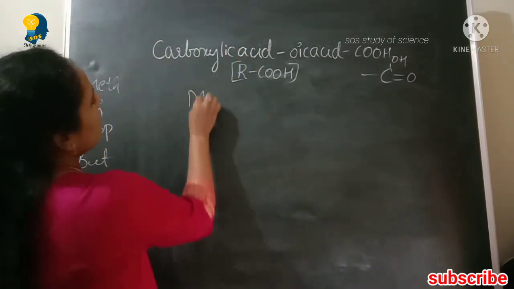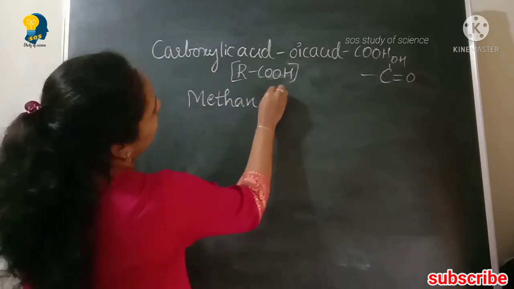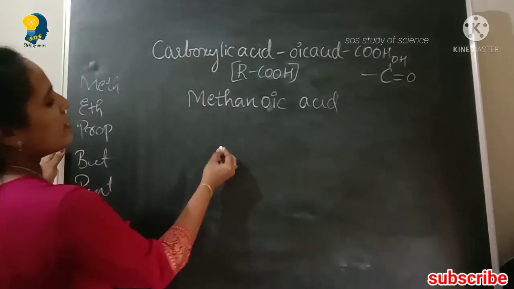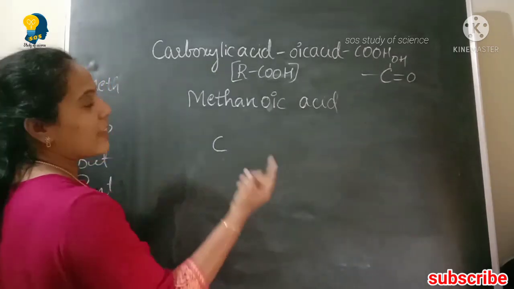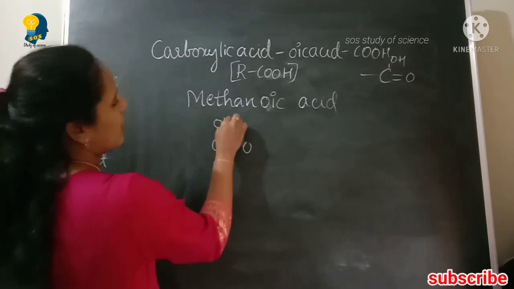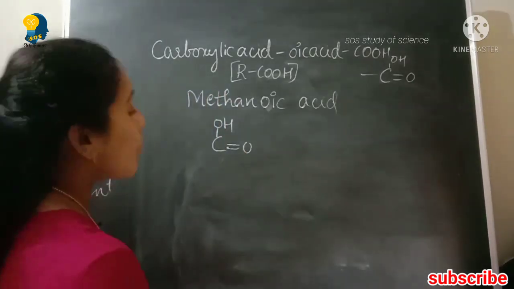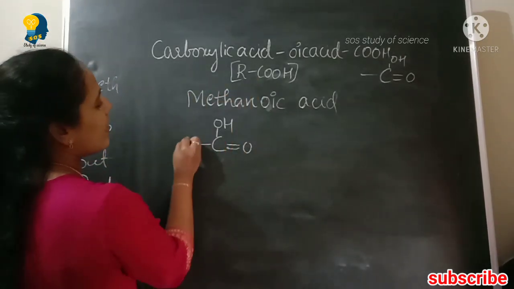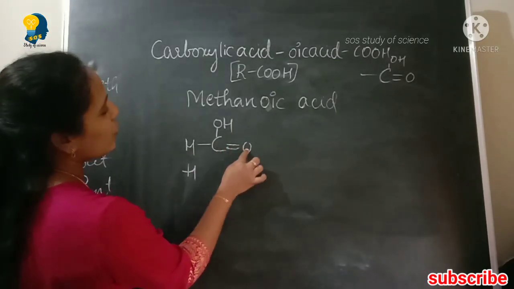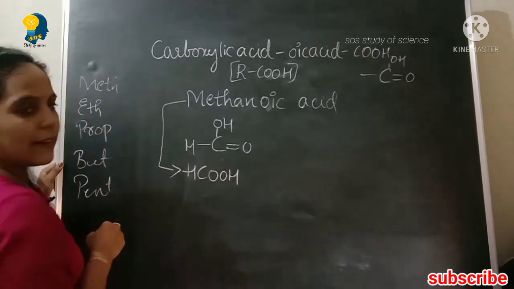So the first member is methane. Remove E, add OIC: methanoic acid. Meth means 1 carbon only, and this carbon is our functional group, COOH. The meth property is satisfied. COOH is denoting the carboxylic acid group. Our R is here hydrogen instead of alkyl. So the formula for methanoic acid is HCOOH.